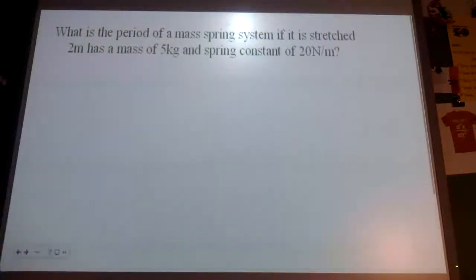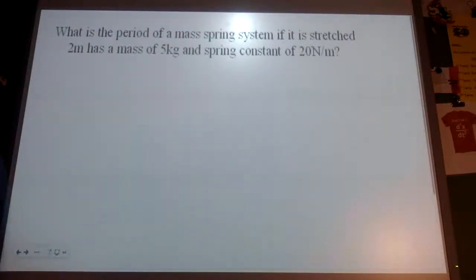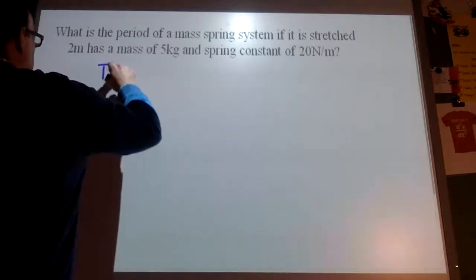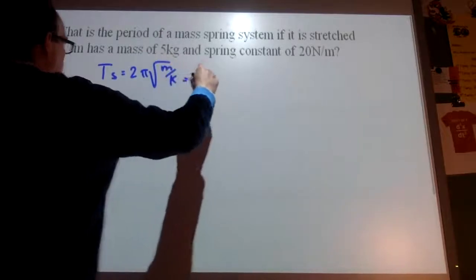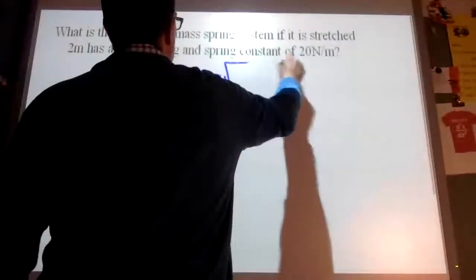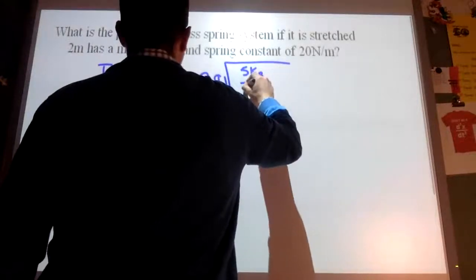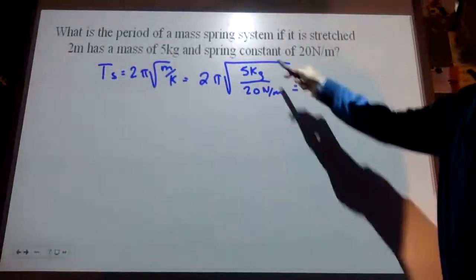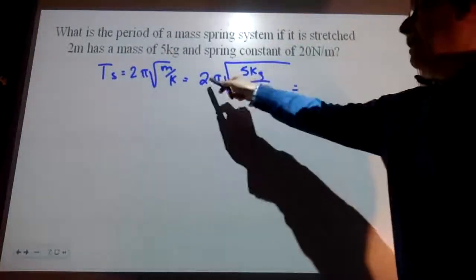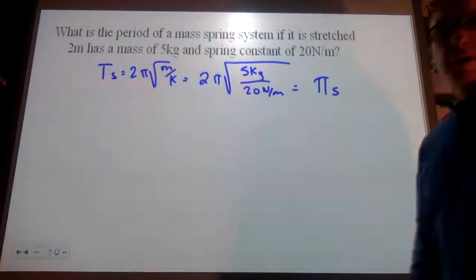So our formula is that T in seconds is equal to 2 pi square root of m over k. So it is 5 kilograms over 20 newtons per meter, which is 1 over 4, the square root would be 1/2. 1/2 times 2 would be 1. So our period is pi seconds.